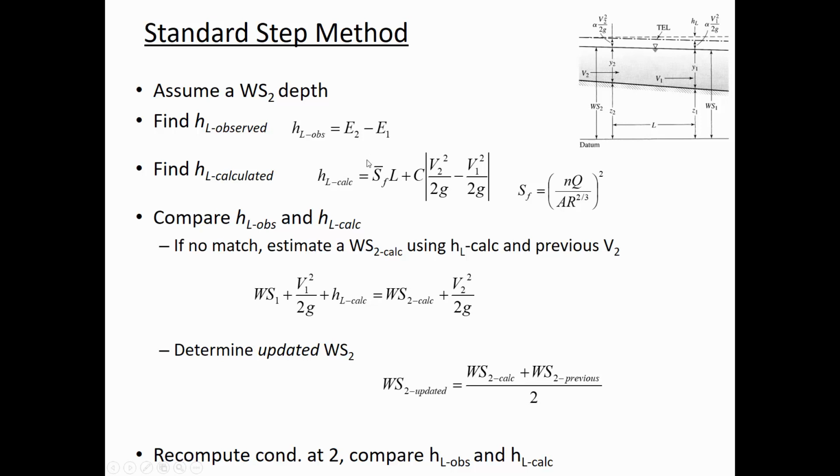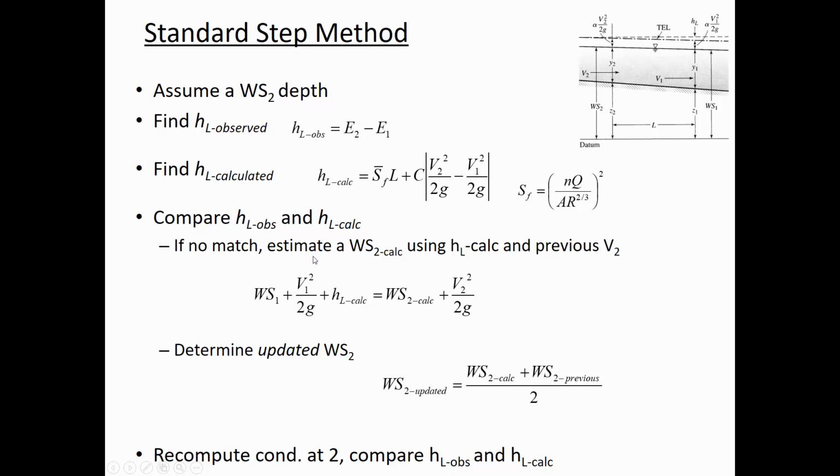So this first term is energy loss. The second term is related to whether the channel is getting wider or narrower. And so these are local losses related to contractions and expansions in the channel. So then we compare these two, and we know that the observed and calculated head losses should be equal. And if they're not, then we can update our estimate of what the guess depth was.